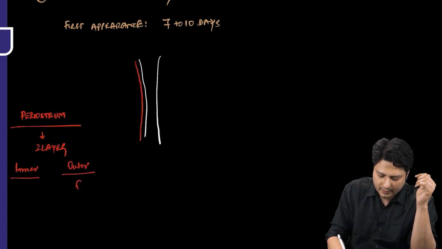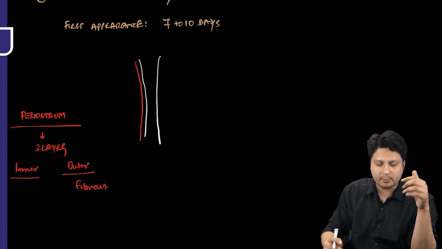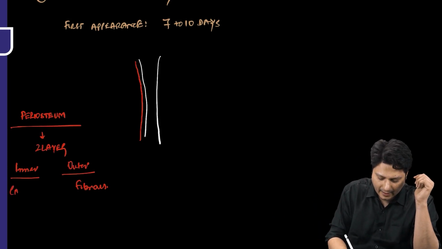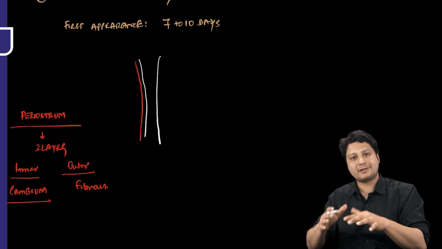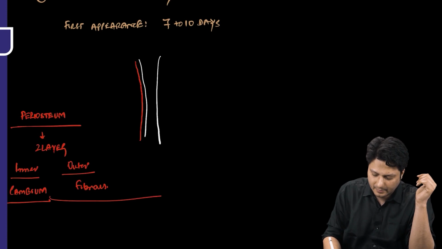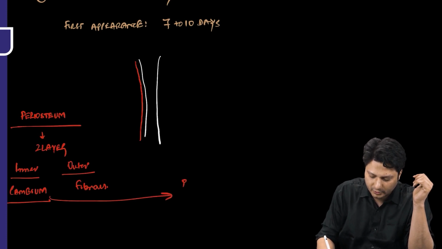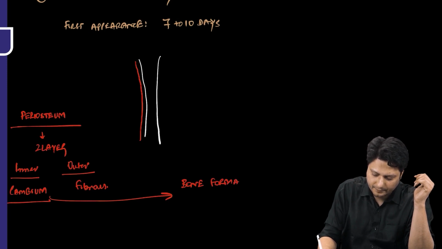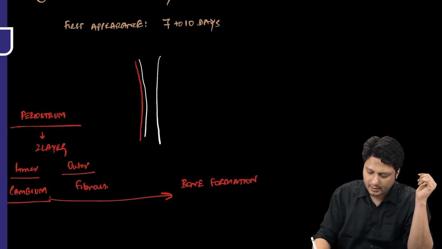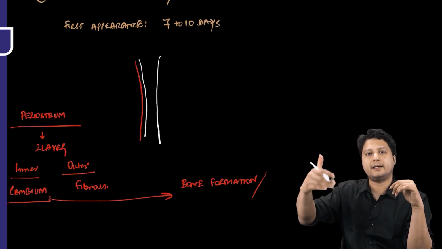The outer layer is the fibrous layer, which is responsible for protecting the inner lying structures. But the inner layer is the cambium layer. This cambium layer of the periosteum is responsible for the formation of the bone. It is contributory to bone formation, and it is also responsible for increasing the width of the bone, because it has got osteoprogenitor potential.